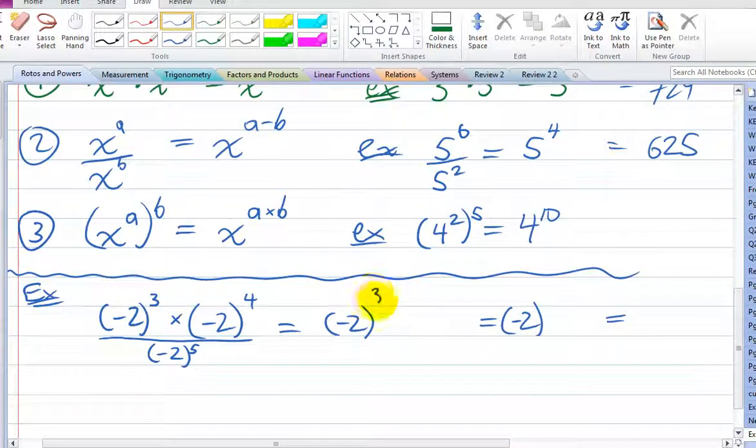So 3, 4, and 5. What should you do? So it should be 3 plus 4 minus 5. -2 the exponent positive 2. Final answer. Volunteers? Austin? Perfect, 4.